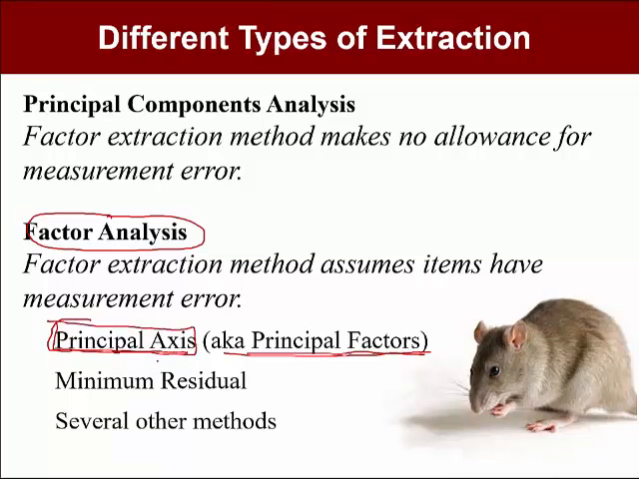And another approach that we can do to extract factors, if we're doing factor analysis proper, is to use an approach called the minimum residual approach. And as I mentioned, there's several other approaches, but in the next few slides, I'm going to show you what principal axis factoring is, and then what minimum residual factoring is. So let's take a look at these.